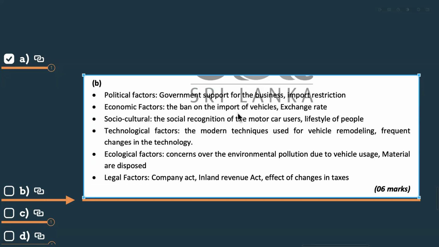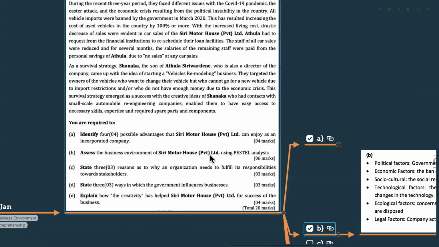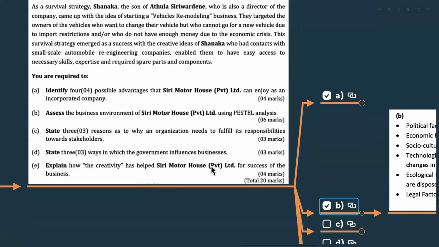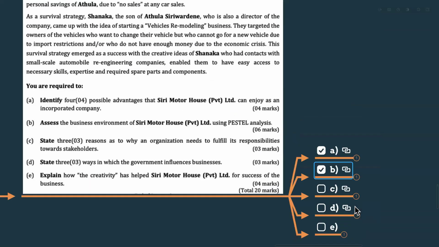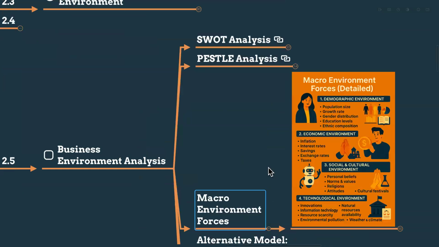Even though they didn't pick any item specifically from the case study, generally they are talking here, right? Technological factors: the modern techniques used for vehicle remodeling, frequent changes in technology. Ecological factors: the concerns over environmental pollution due to vehicle usage, materials being disposed. The legal factors are the Company Act and Inland Revenue Act. So they are not expecting the exact answers from the case study. They are expecting whether you can write some factors in the political, economic, social, technological, ecological, and legal, and just link something here. That's enough, right? So with that, let's move to the macro environment forces.